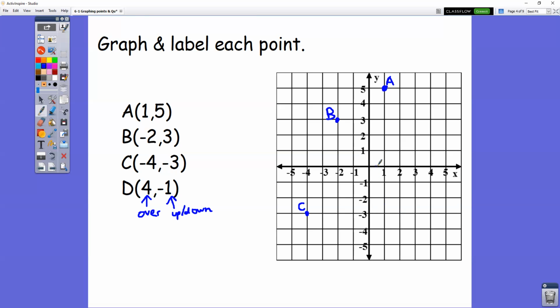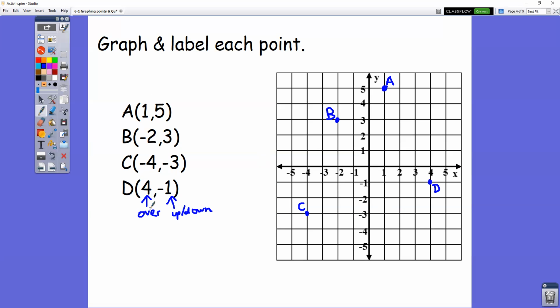We start in the middle. We go over to 4, down to -1. This is where D would be. So that's one type of question that you're going to have today. You'll be given the point. You need to graph and label with the letter where the point would be.